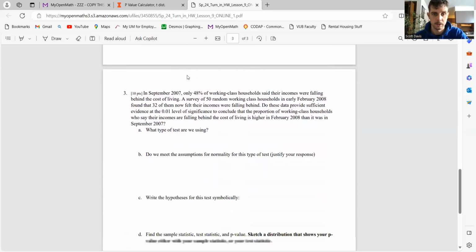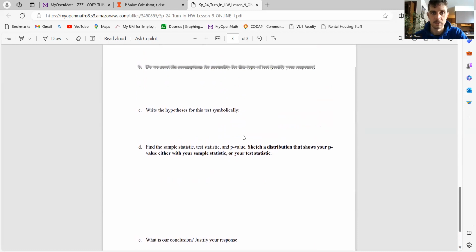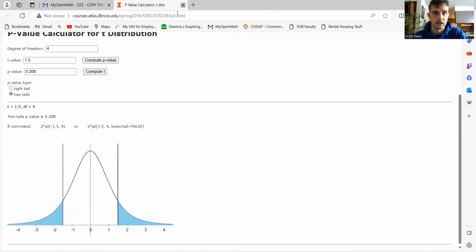Once again, conclusion and interpret. And then this third question is going to be the same as the 2 above. So good luck and enjoy.